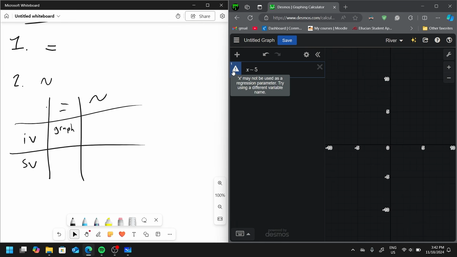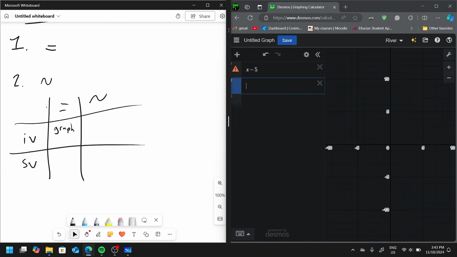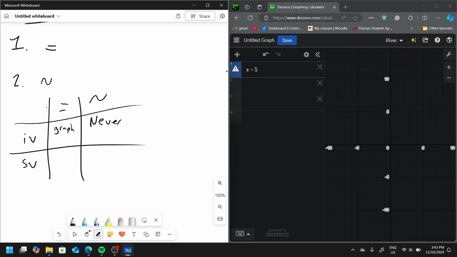We get an error: X may not be used as a regression parameter. So basically what that's saying is that nowhere in the same line, these are called lines, line 1, line 2, line 3, in this same line, you're not allowed to use a specific variable with a tilde. So if you're getting an error, make sure that you're not using an infinite variable with a tilde.